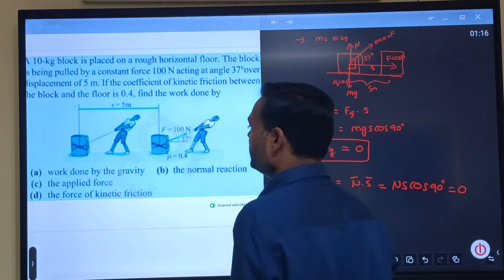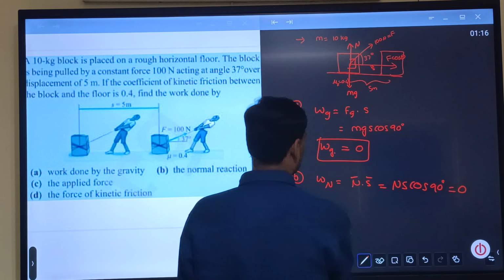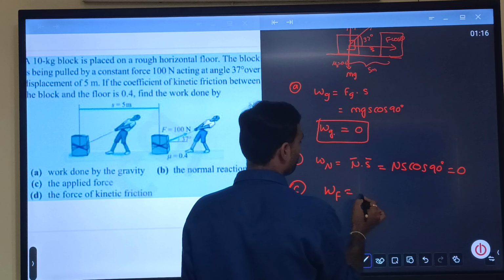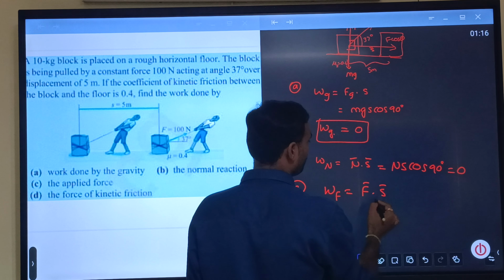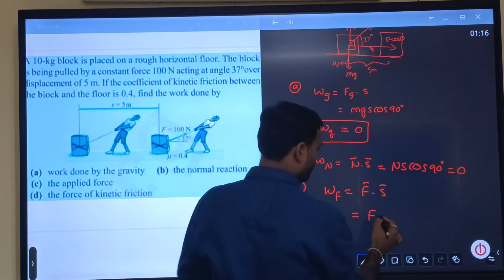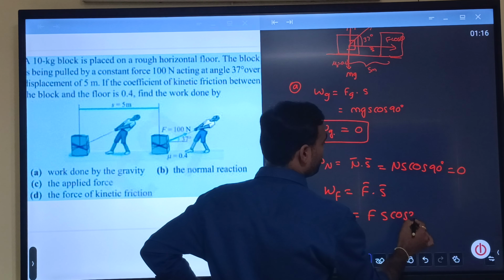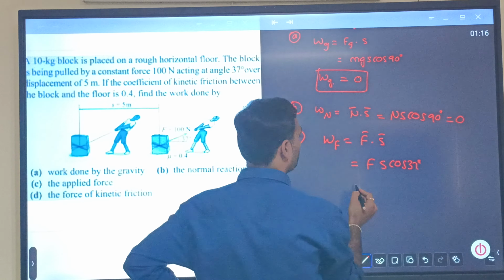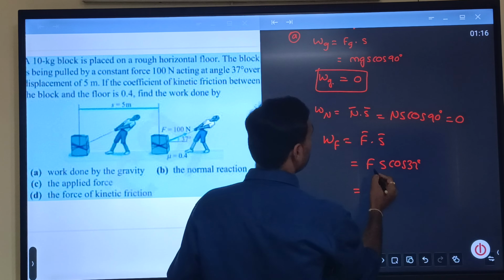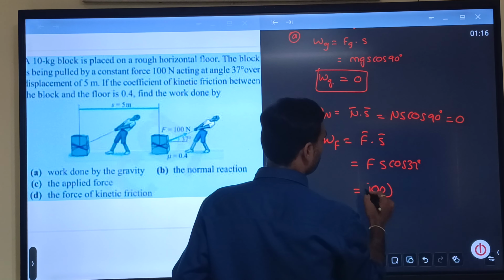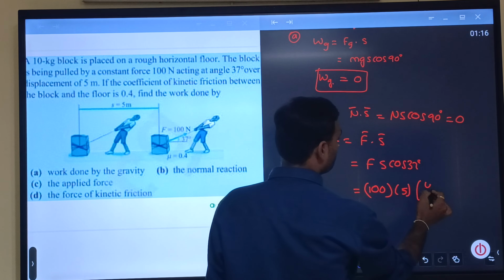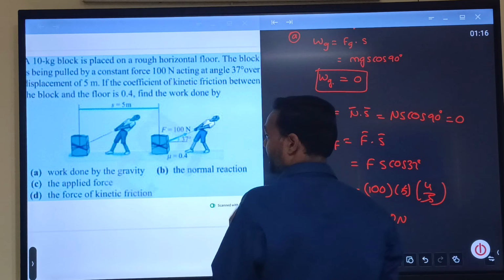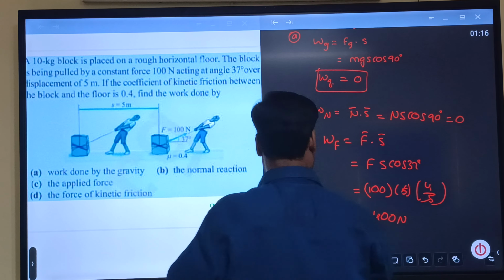Then the applied force, work done by the applied force. See here, work done by external force is F dot S. Now force and displacement are separated by an angle of 37 degrees, right? So 100, displacement is 5, 4 by 5, that is 400 newton-meters.